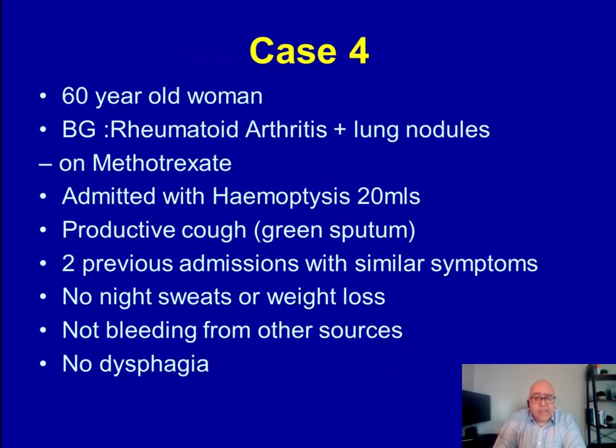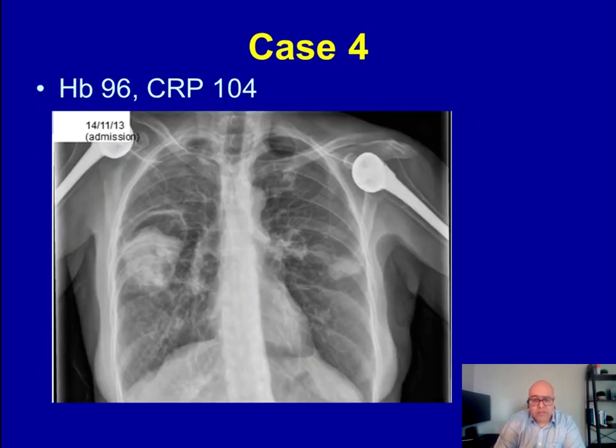The next case is a 60-year-old woman who has a background of rheumatoid arthritis. She's known to have lung nodules due to her rheumatoid, on long-term methotrexate. She presented with 20 mils of hemoptysis acutely, along with green sputum, which was new. She had 2 previous similar admissions, but on this occasion things were certainly a lot worse.